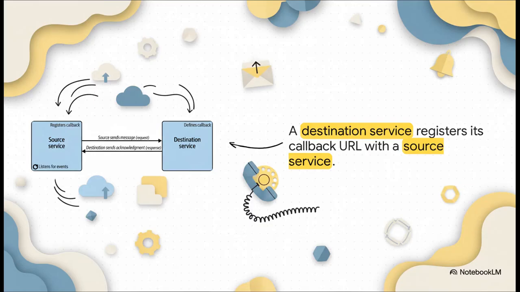And this is exactly how it gets set up. The destination service, that's the one waiting for the news, gives its phone number, its callback URL, to the source service. Now, the source can just sit back, listen for important events, and the moment one happens, boom, it knows exactly where to send the update. It's a simple, direct line of communication.